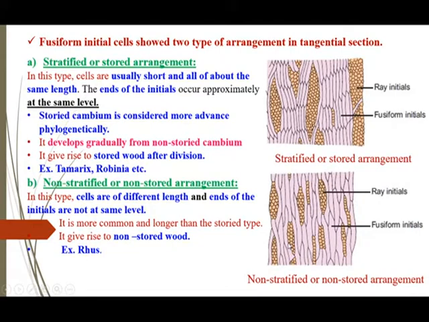In non-storied arrangement, cells are of different sizes and they do not end at the same level. The storied or stratified arrangement gives rise to storied wood, an example of which is Tamarix. The non-stratified arrangement is more common, and the cells are longer than the storied type, and they give rise to non-storied wood. An example is Rust.